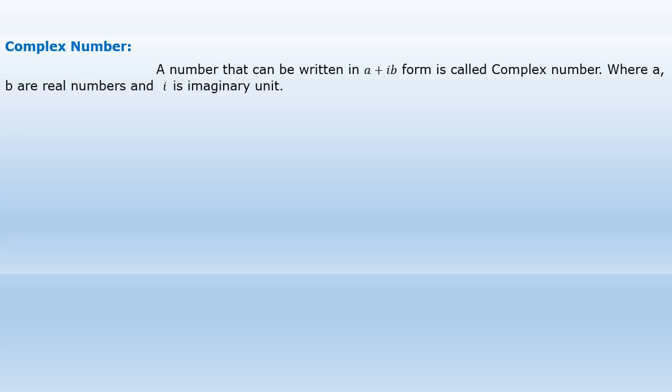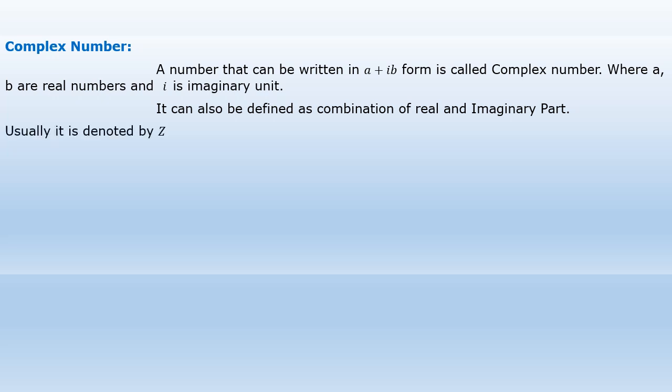And now, complex number. A number that can be written in a + ib form, or a number that can be written in iota form, is called a complex number, where a and b are real numbers and iota is an imaginary unit. A complex number can also be defined as a combination of real and imaginary parts. A complex number is denoted by z. For example, z is equal to 2 + 3i, and z is equal to -3 + 5i.